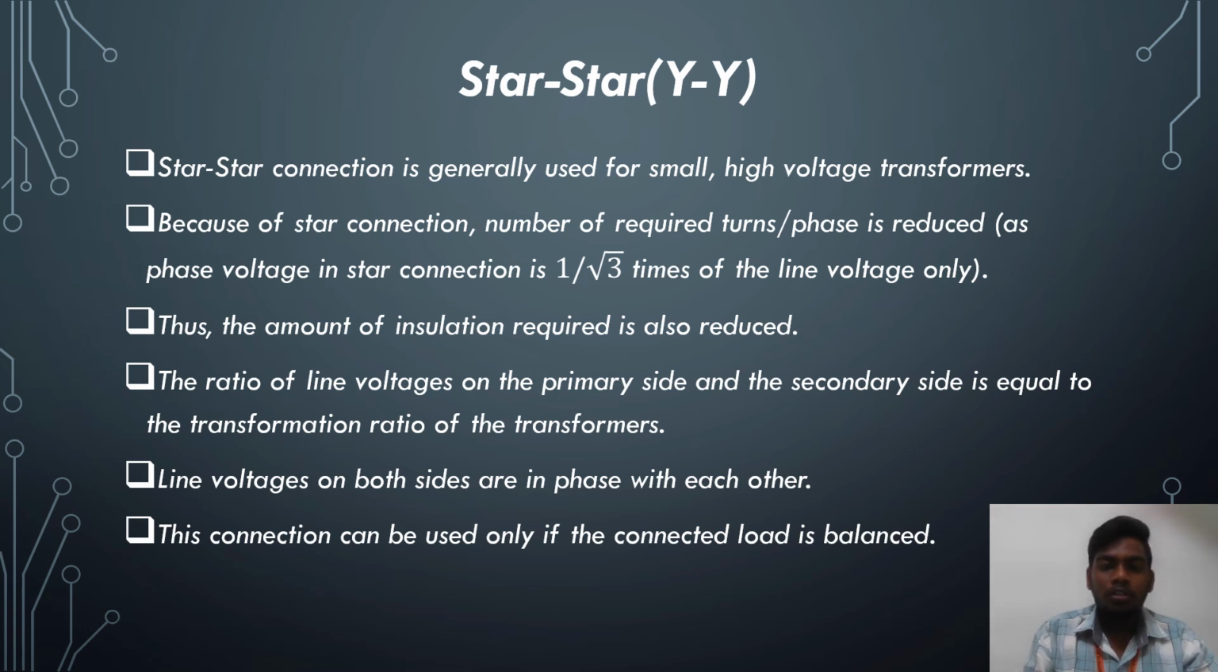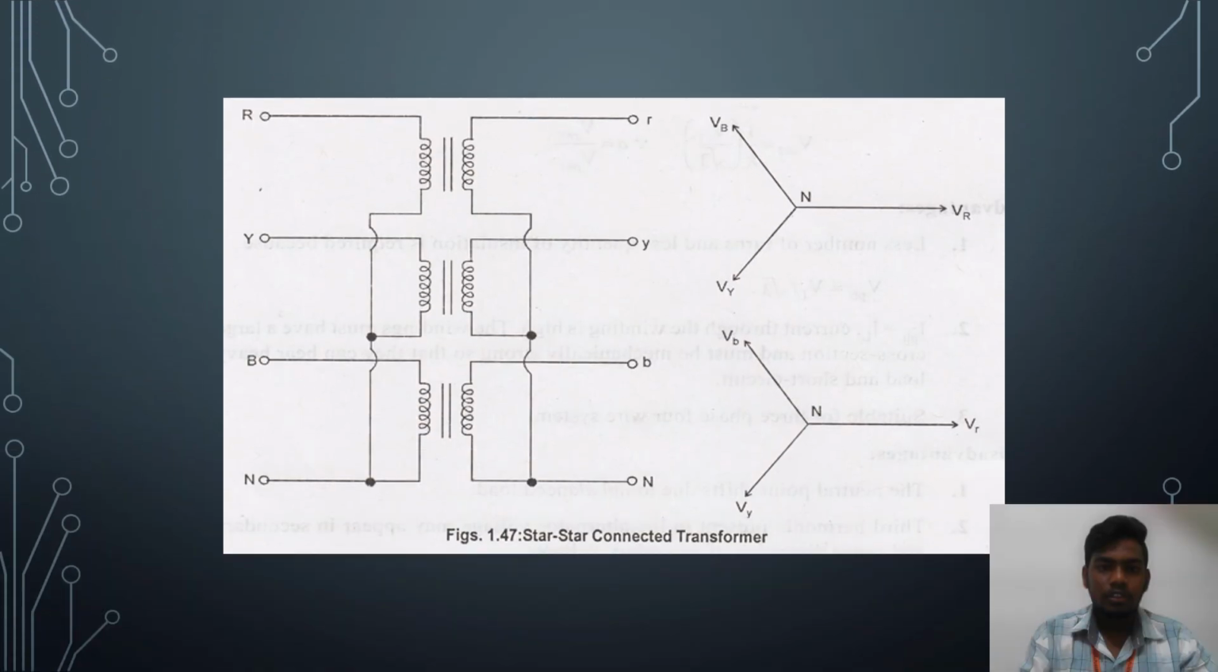The ratio of line voltages on the primary side and secondary side is equal to the transformation ratio of the transformer. Line voltages on both sides are in phase with each other. This connection can be used only if the connected load is balanced. It means the star-star connection is used for only balanced loads. This diagram represents the star-star connected transformer. It means the primary is connected in star and the secondary is also connected in star.